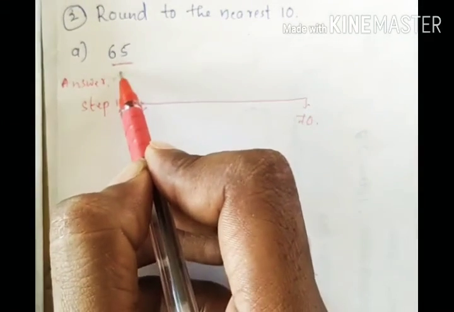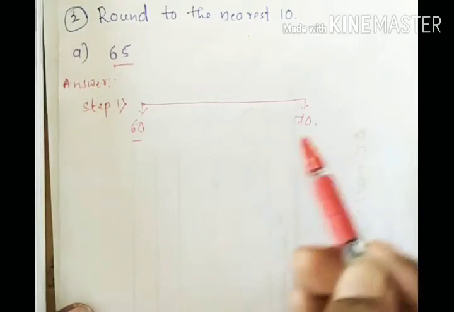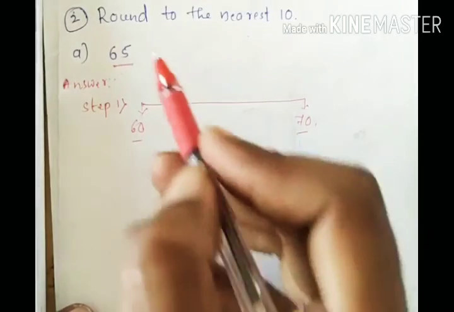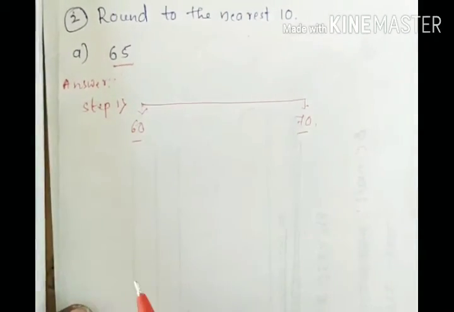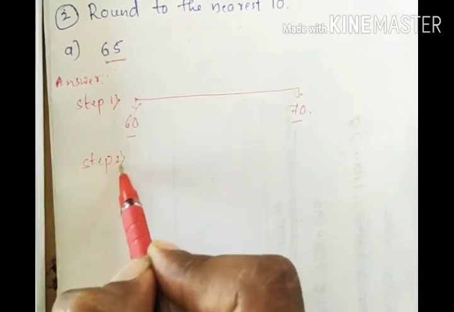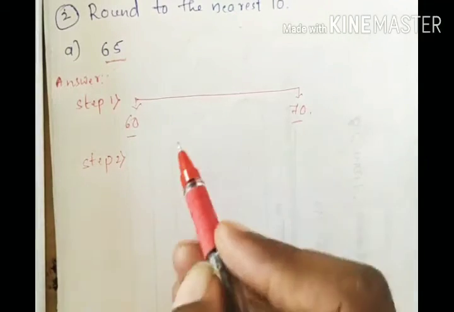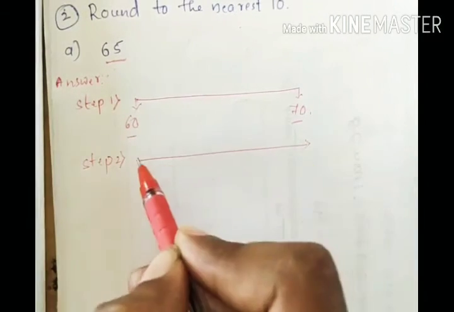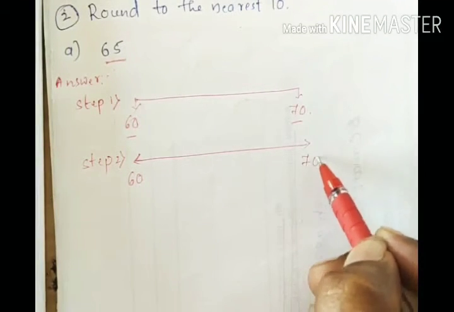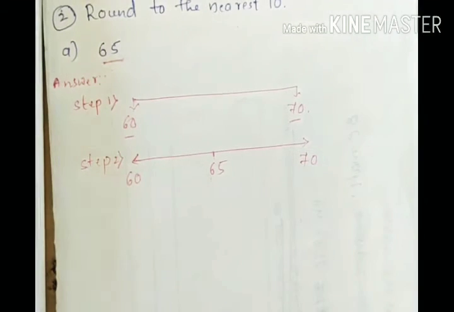So this 65 lies between 60, this is one ten, and 70, this is another ten. In between these two tens, you will get the number 65. This is the first step. And in the second step, just take half of 60 to 70, exactly the halfway of the numbers. 60 to 70, and its half is, I think you know this, 65.